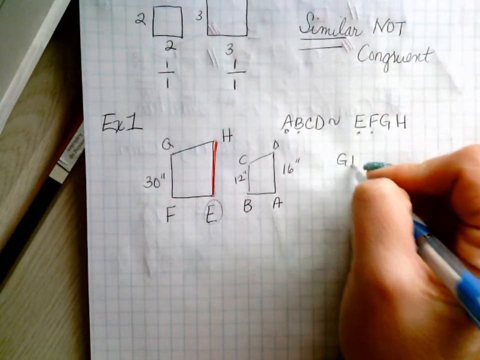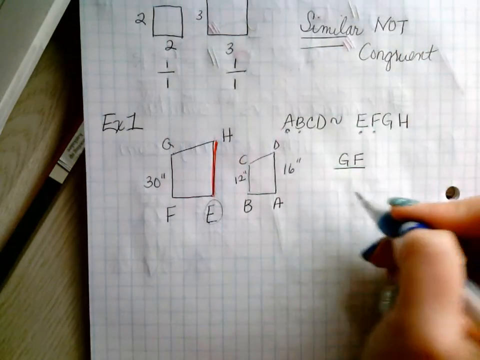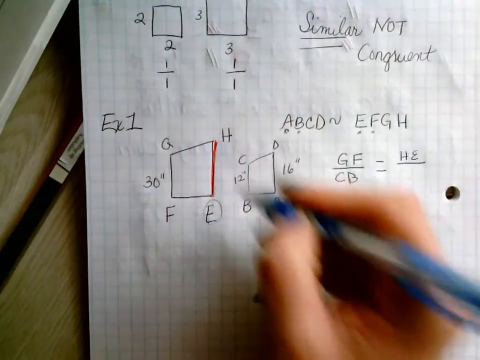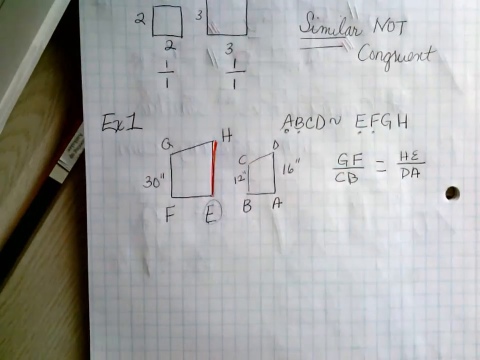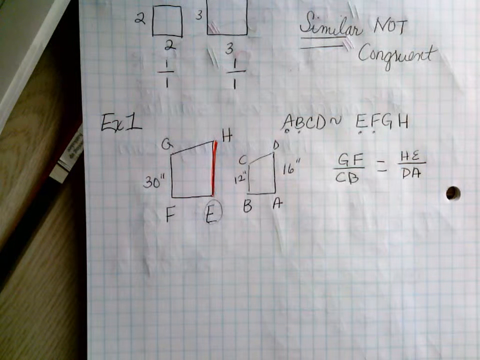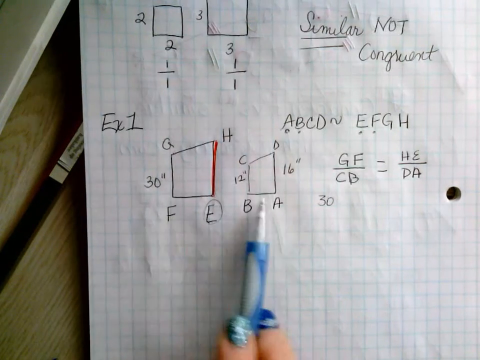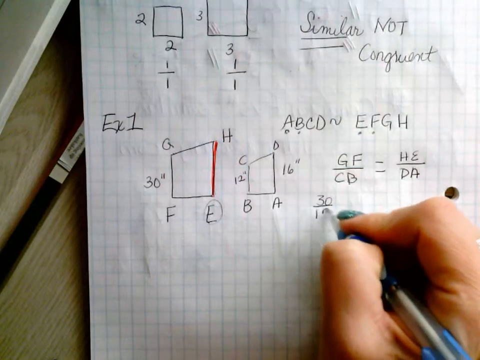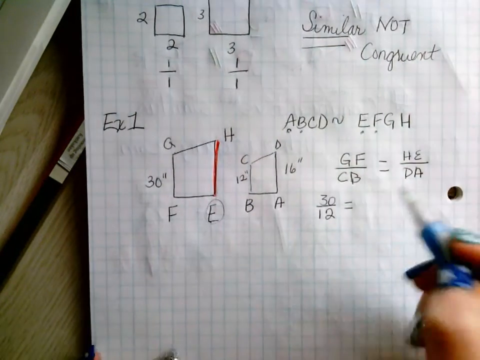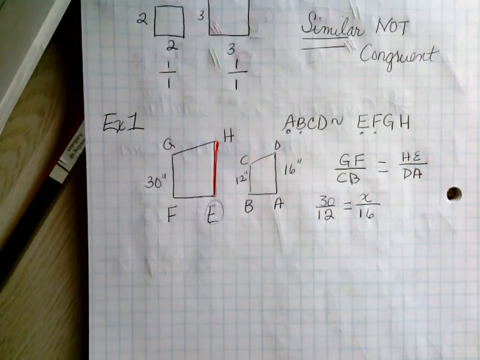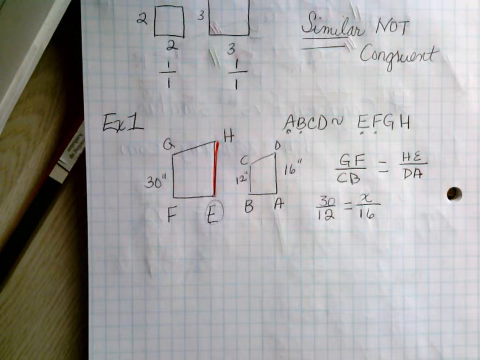So the GF length over the CB length has to create the same ratio as the HE length, the one we don't know, and the DA length. Okay? Because when two shapes are similar, then their ratios will be the same. We know what GF is. We know it's 30. And we know what CB is. CB is 12. We don't know what HE is, but we do know what DA is. Ready to see what I did there? Remember when we cross-multiplied last week to solve for a missing piece? That's exactly what we're going to do today.